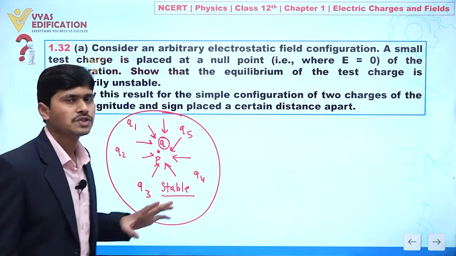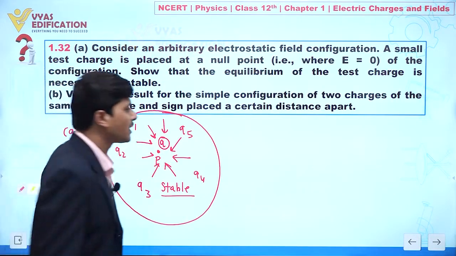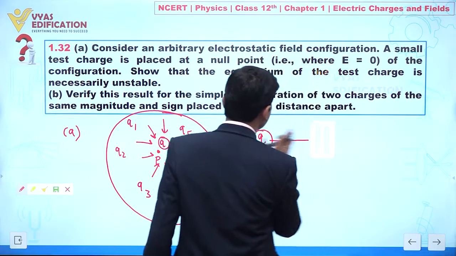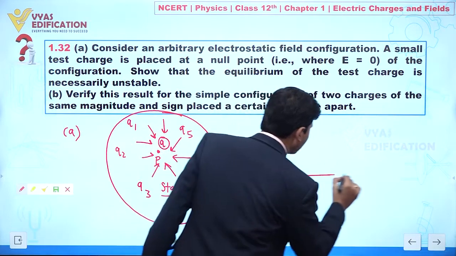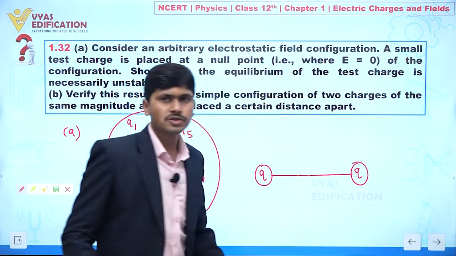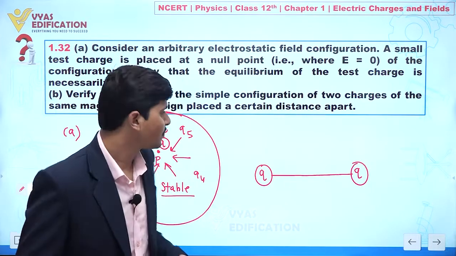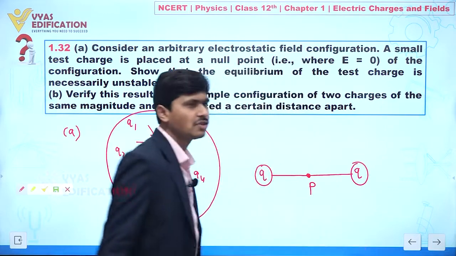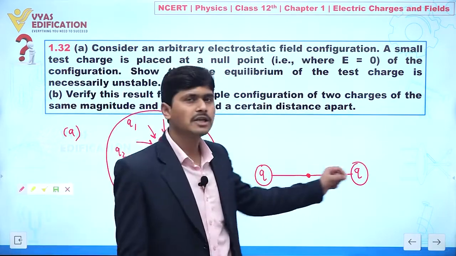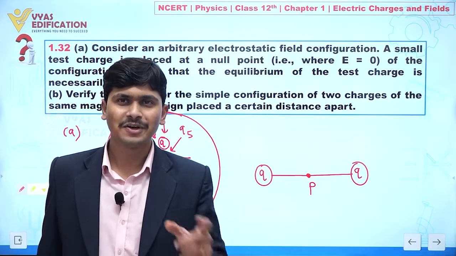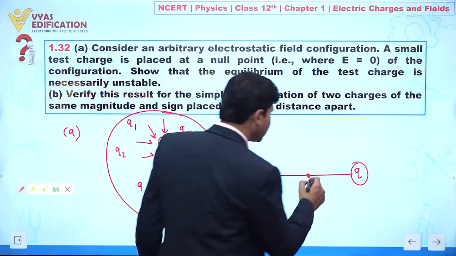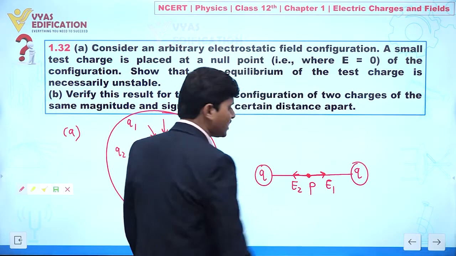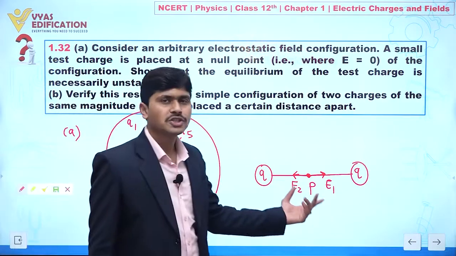Now if we talk about part B: verify this result for a simple configuration of two charges, of the same magnitude and the same sign. So let's suppose we have charge Q, and this is also charge Q. Both charges may be positive, or they may be negative. Definitely we know at the midpoint on the line joining these two charges we find net electric field 0, so we find a null point. Because if we take positive charges, E1 and E2 act like this, they will cancel each other. So this is the position of the null point.